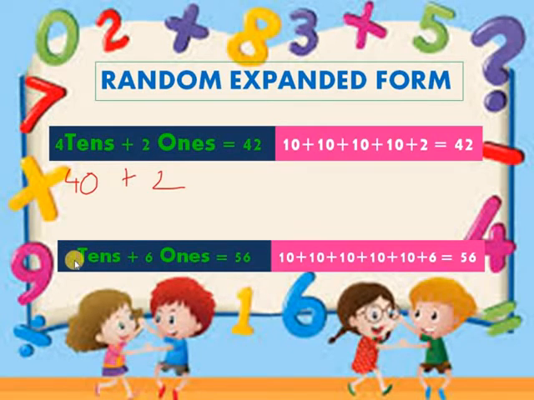plus 6 ones, that means 6. So 20 plus 6 or 2 tens plus 6 ones is equal to 26, and both of them are the expanded form.